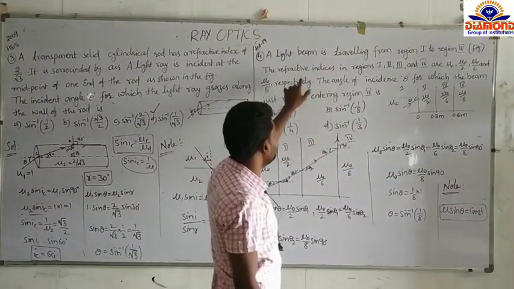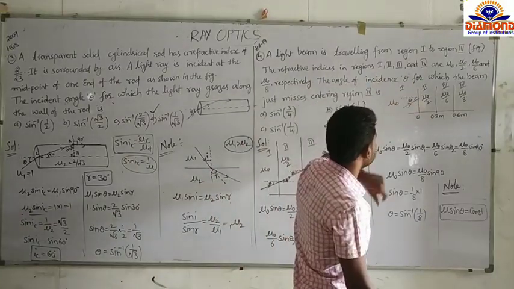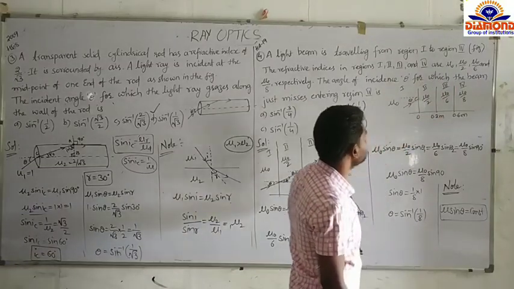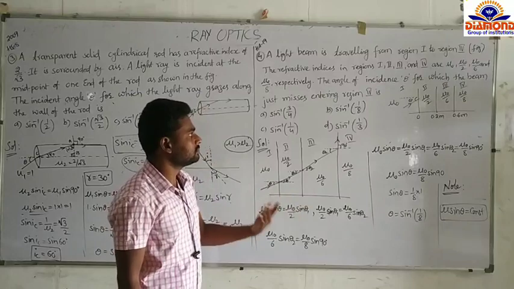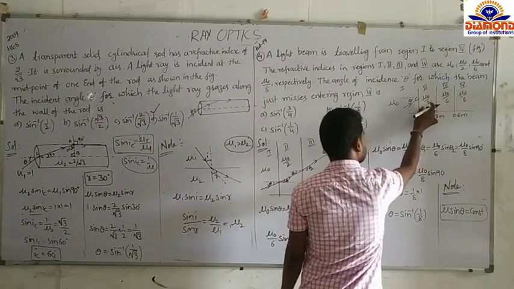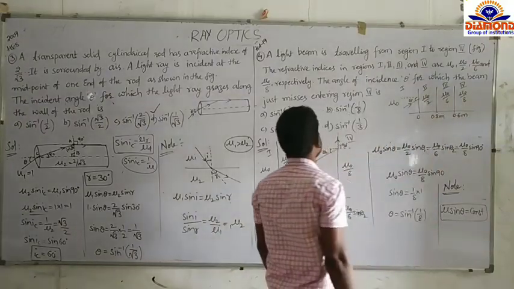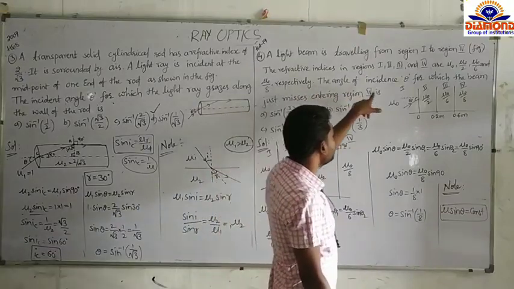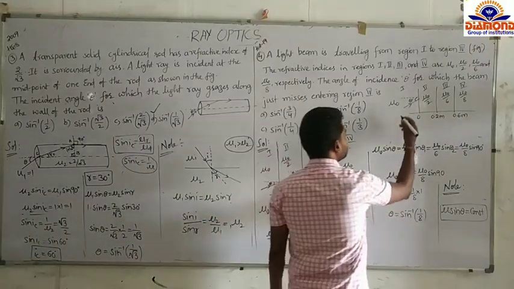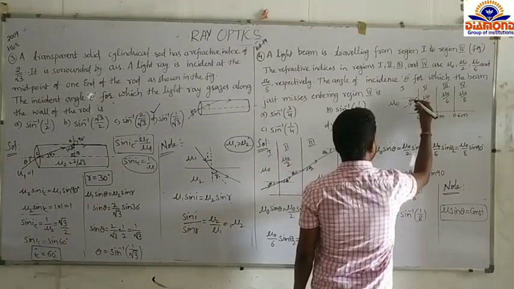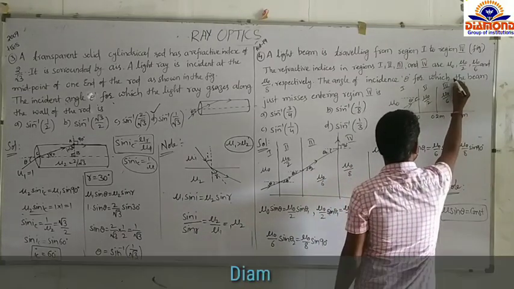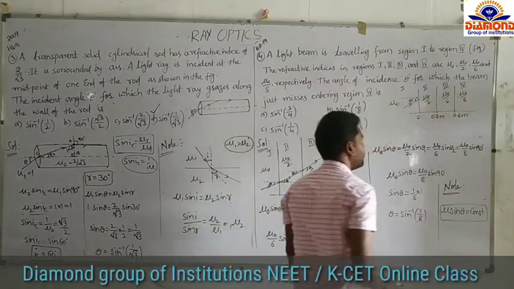So now they have given the refractive indices of the four regions. Region 1 is mu naught, region 2 is mu naught by 2, region 3 is mu naught by 6, region 4 is mu naught by 8. That means the refractive index is decreasing gradually. So the first medium is denser compared with the second, the second is denser compared with the third, the third is denser compared with the fourth. Okay, now they are asking the angle of incidence theta for which the beam just misses entering region 4. That means for which angle of incidence the ray should not enter the fourth medium. That means it grazes the interface of the third and fourth regions, we have to find.